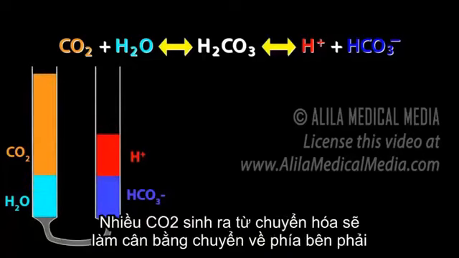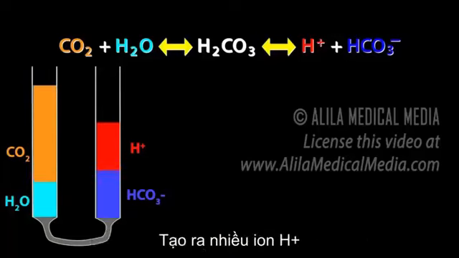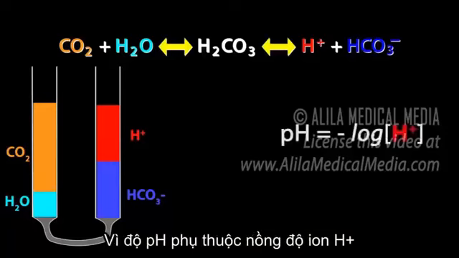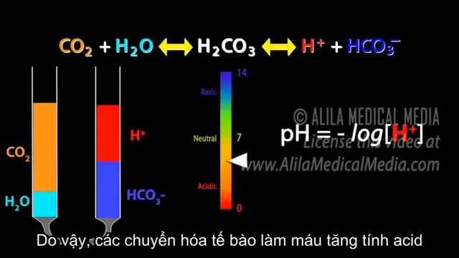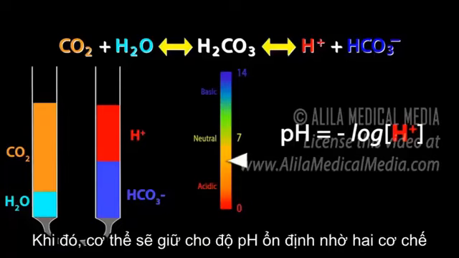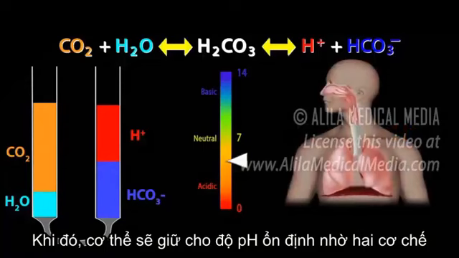Continued carbon dioxide production by all cells of the body drives the equilibrium to the right to generate more hydrogen ions. Because pH is basically a function of hydrogen ion concentration, more hydrogen means higher acidity and lower pH. Normal metabolism therefore constantly makes the blood more acidic. The body must react to keep the blood pH within the normal limits. This is achieved by two mechanisms.